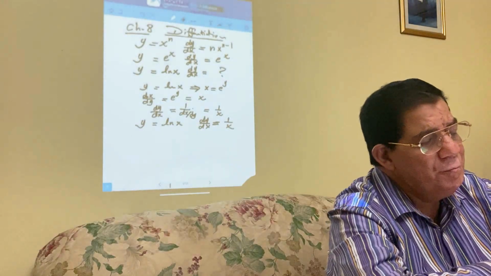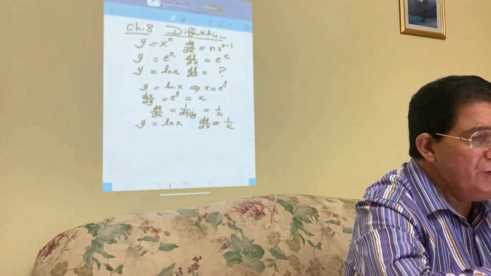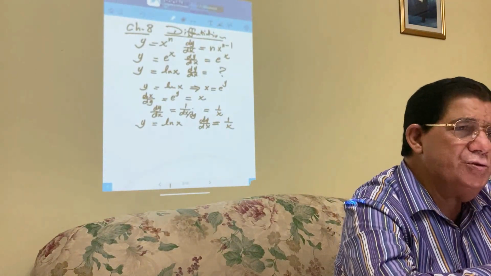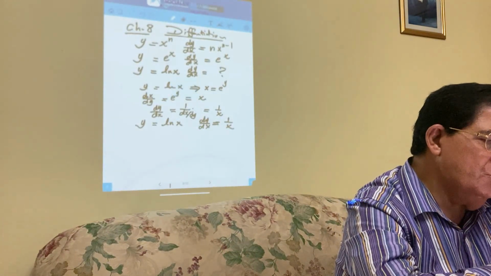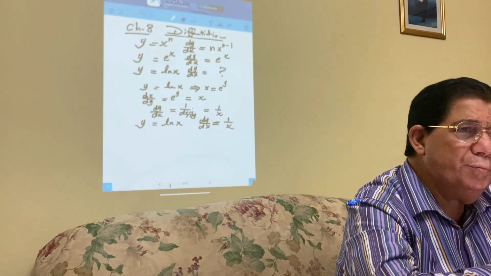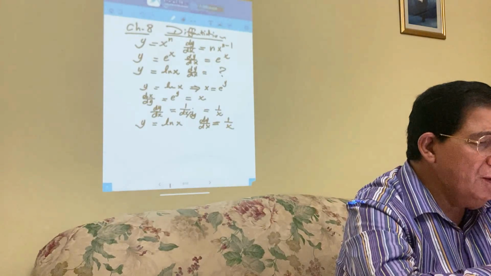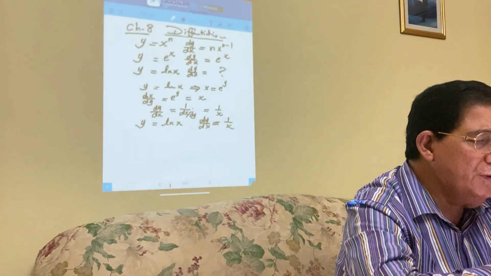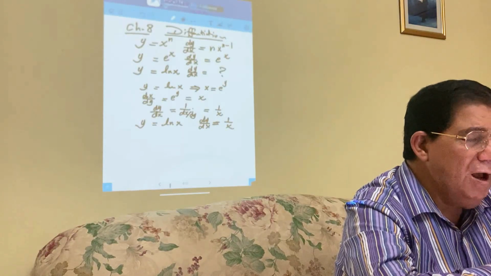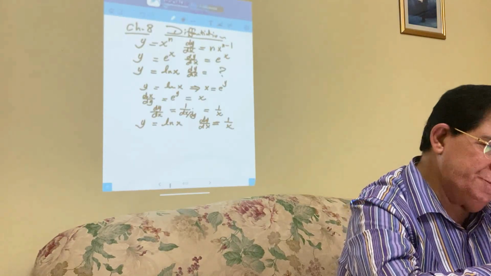These three I call basic differentiations. y equals x to the power n, y equals e to the power x, and y equals ln x: the first algebraic, the polynomial, the second exponential, and the third logarithmic.